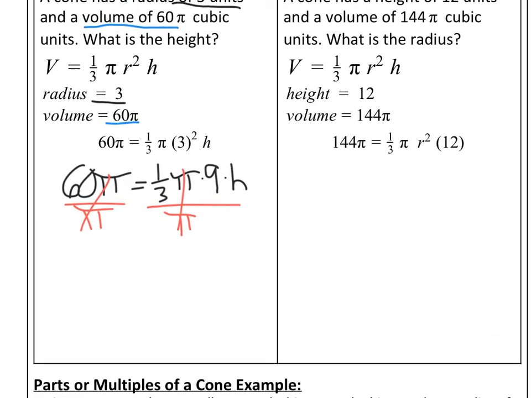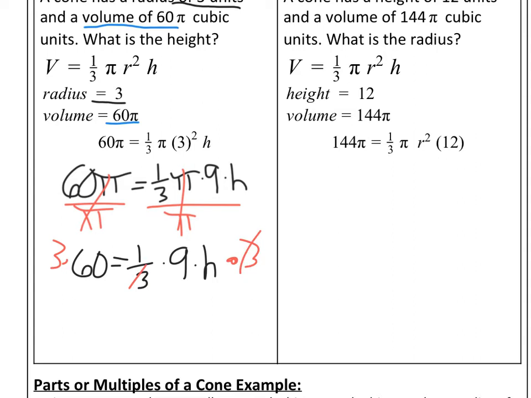Then we're going to be left with 60 equals 1/3 times 9 times h. And we have a couple options here. One, we can simplify this 1/3 times 9, or we can divide and multiply everything over. I'm going to do the second choice. I'm going to start by multiplying both sides by 3, because that will cancel out my 1/3. Remember, that fraction is dividing, so that'll cancel out that 1/3 if I multiply by 3.